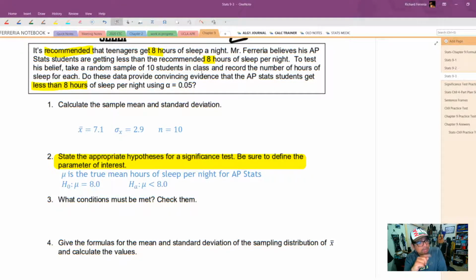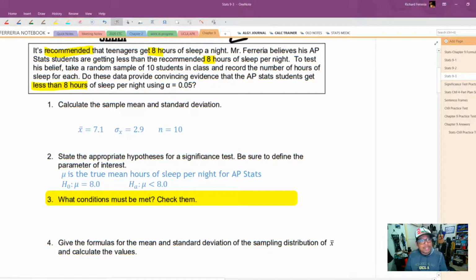This means that if my null value is 8, my null hypothesis is mu equals 8, and my alternative hypothesis is mu less than 8. Remember, your sample data does not go into the parameter because it is from a sample, not from the population. It is a statistic, not a parameter.